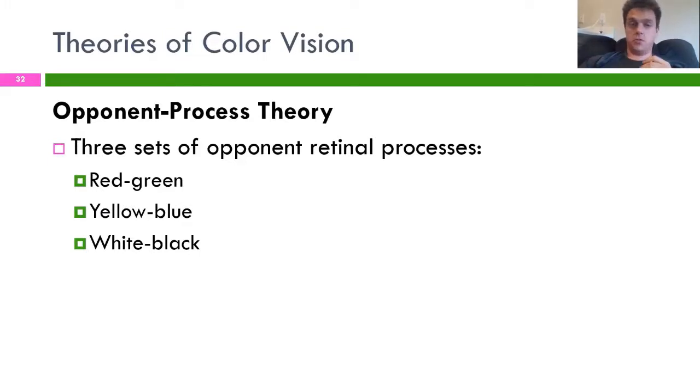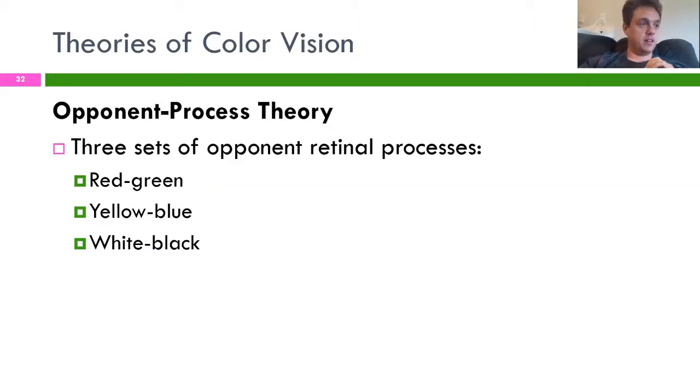And the opposite is also true. When you see something green, the neurons responsible for green are going to be activated, but it's also going to deactivate the neurons responsible for red. Same goes for yellow and blue and white and black.